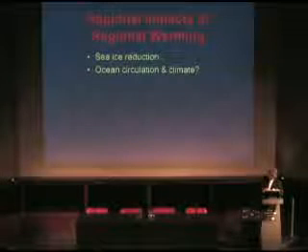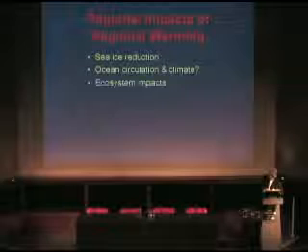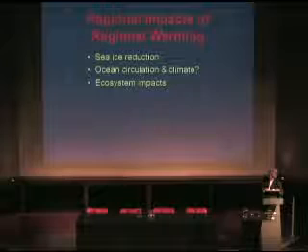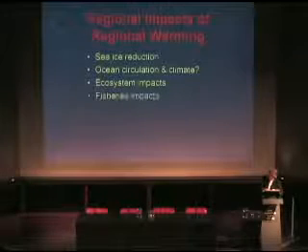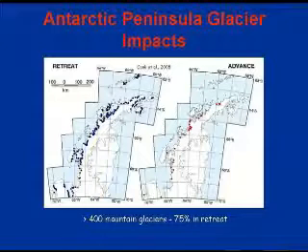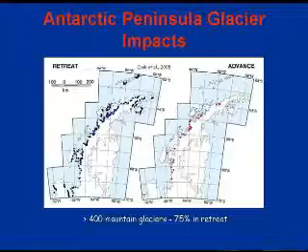Right, so I've been talking about regional effects of regional warming in the polar regions, so sea ice reduction and the consequences of that, possible changes to ocean circulation and related changes to climate because the ocean and the atmosphere are so tightly coupled, ecosystem impacts, fisheries impacts in particular. Now I just want to go on a little bit further. The warming in the peninsula is very dramatic.